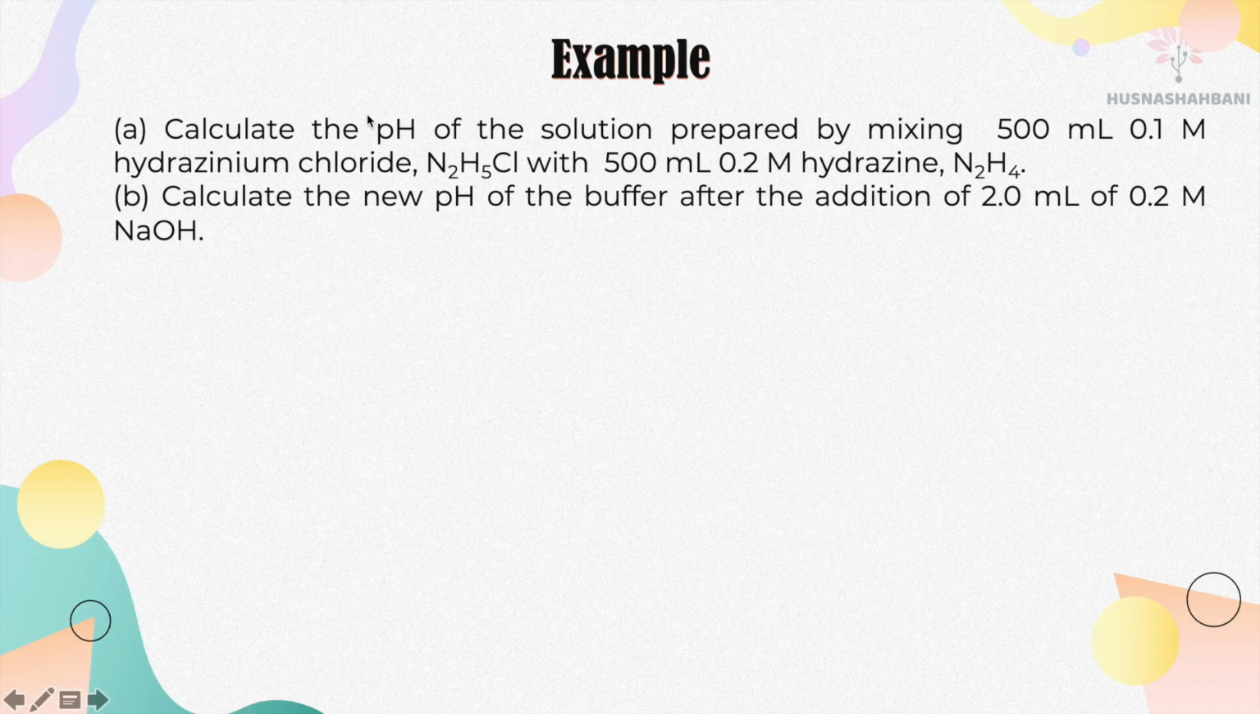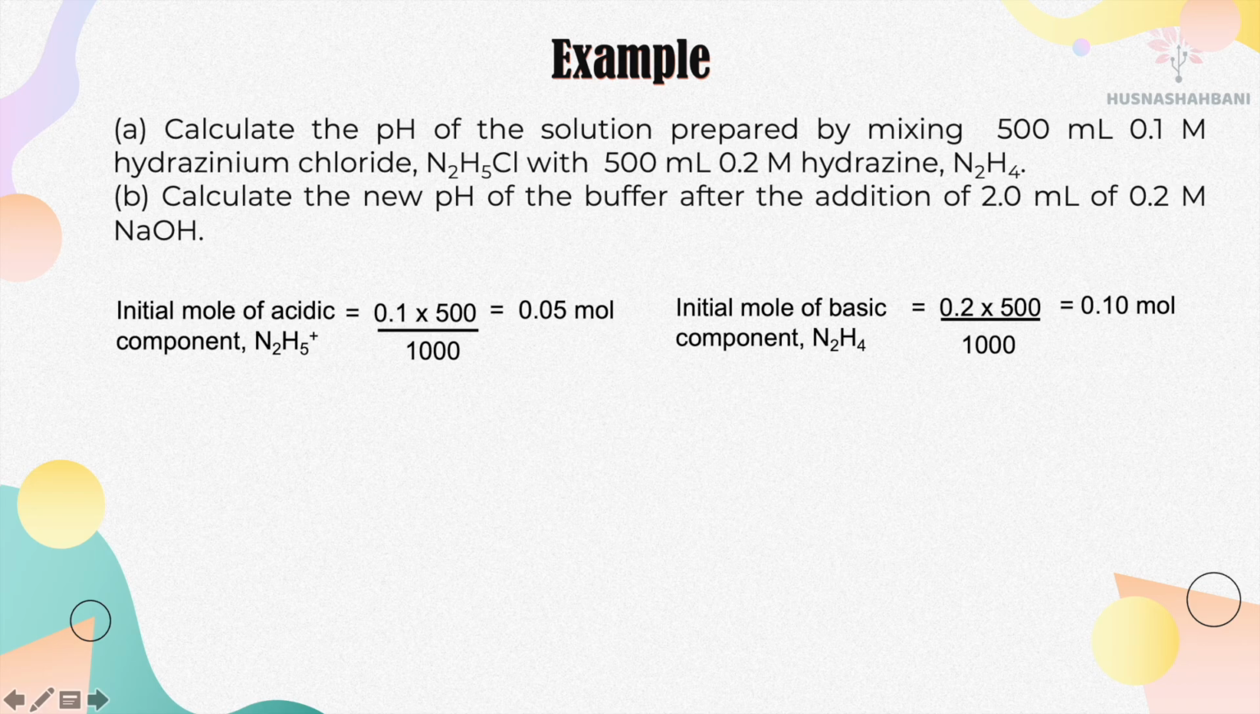Example A, calculate the pH of the solution prepared by mixing 0.1 molar hydrazinium chloride, so this is the salt, with hydrazine. This is the weak base. So you know that it is a salt and a weak base, so this is a buffer solution. You need to calculate the pH of the buffer solution. So this is a basic buffer solution, so you need to use the Henderson-Hasselbalch equation.